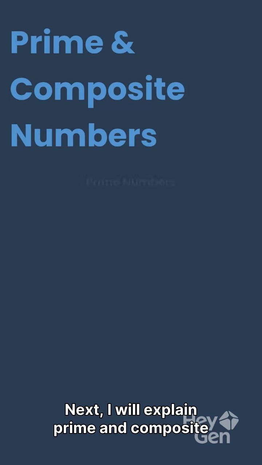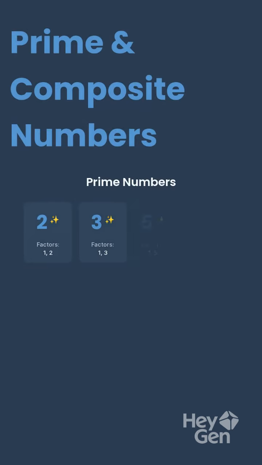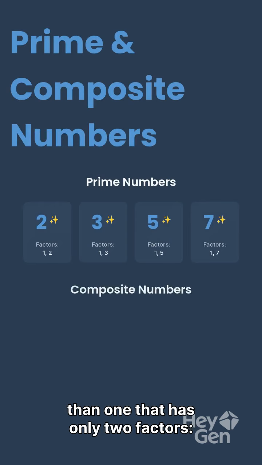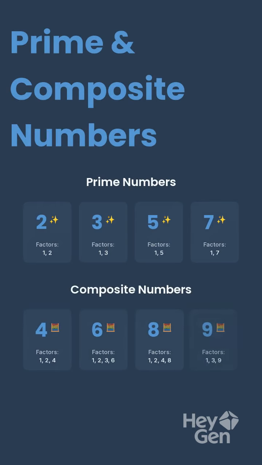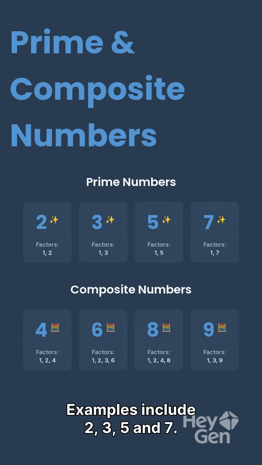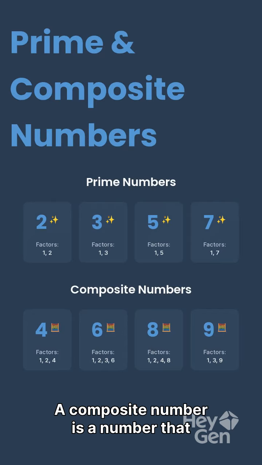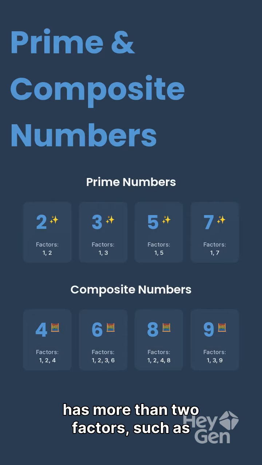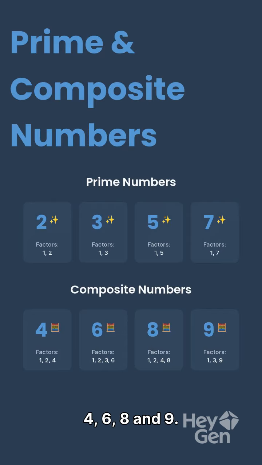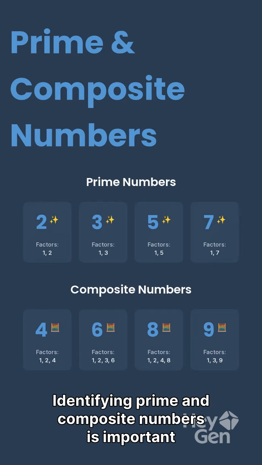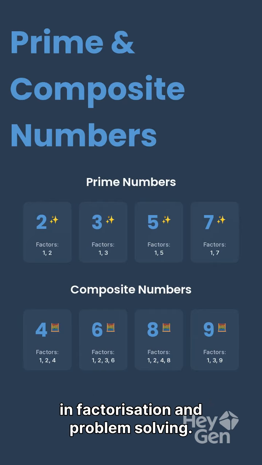Next, I will explain prime and composite numbers. A prime number is a number greater than one that has only 2 factors, 1 and itself. Examples include 2, 3, 5, and 7. A composite number is a number that has more than 2 factors, such as 4, 6, 8, and 9. Identifying prime and composite numbers is important in factorization and problem solving.